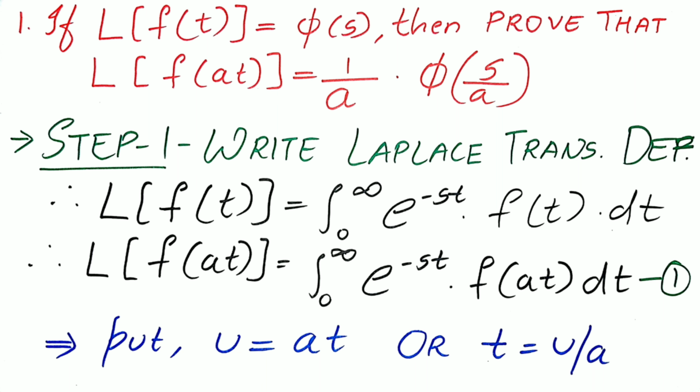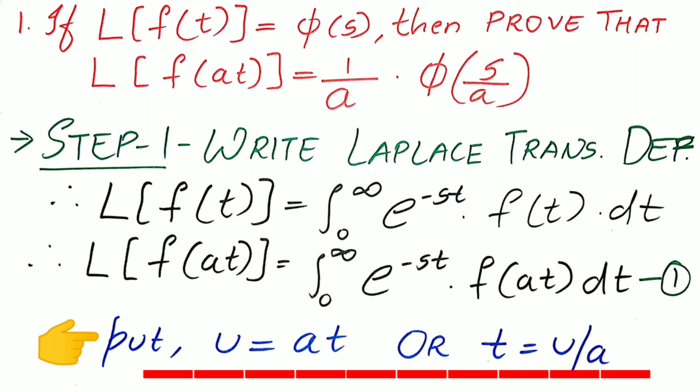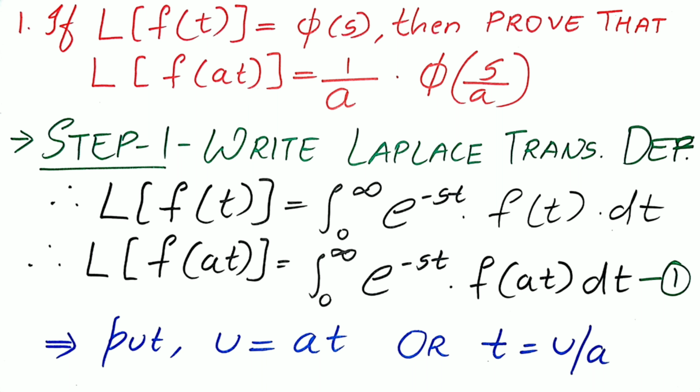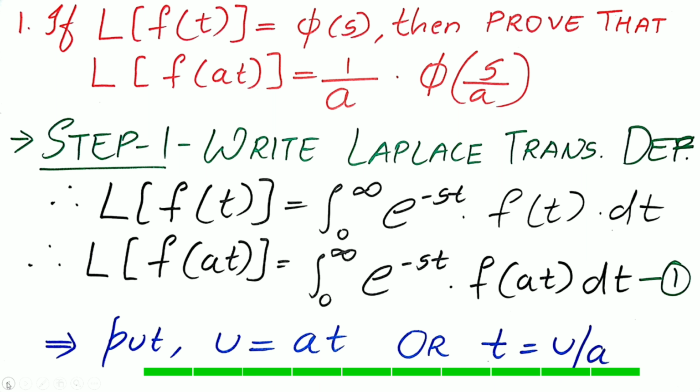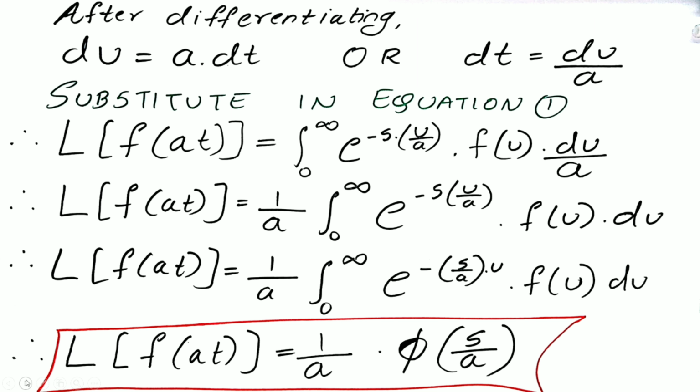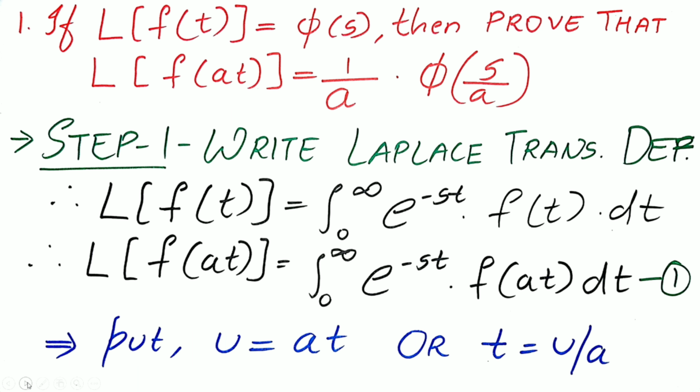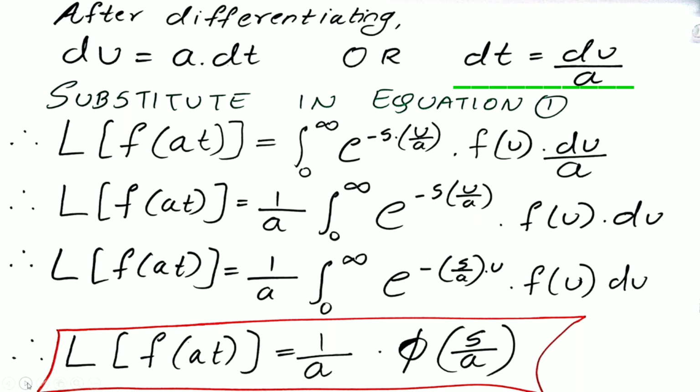Now this is the important step that you need to remember in this particular proof. Put u is equal to at, or you can also put t is equal to u upon a. One and the same thing. Now I'll be differentiating this. After differentiating I get du is equal to a into dt, or if you substitute this particular thing, you'll get dt is equal to du upon a. You can substitute either one.